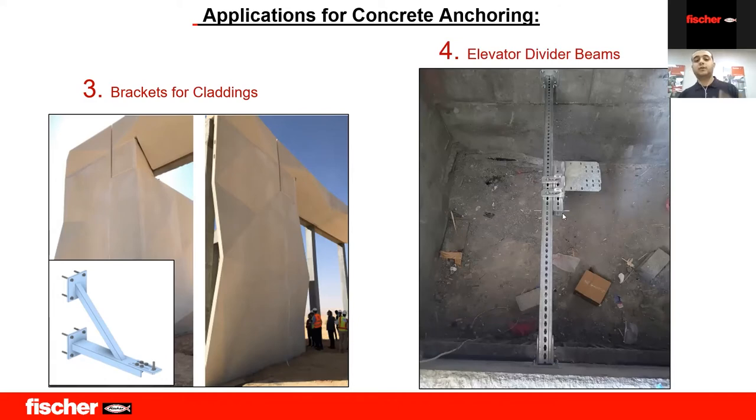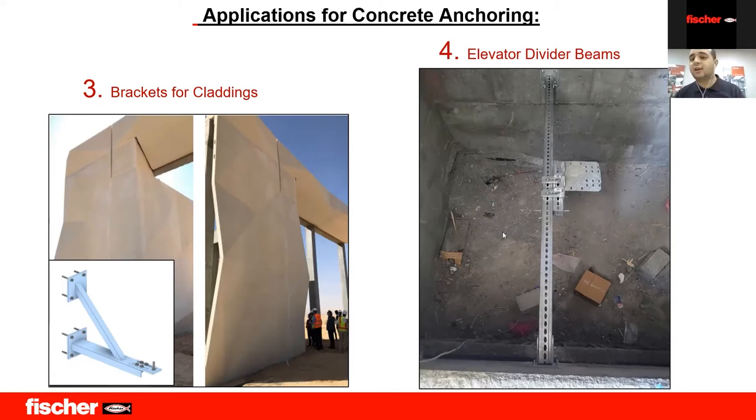So for the divider beams, in order to fix the rails that are responsible for making the elevator go up and down, we usually make something called a divider beam. This divider beam is usually fixed inside the concrete shafts, or sometimes in hollow block shafts. And then you have to fix this into the concrete with a reliable anchor.